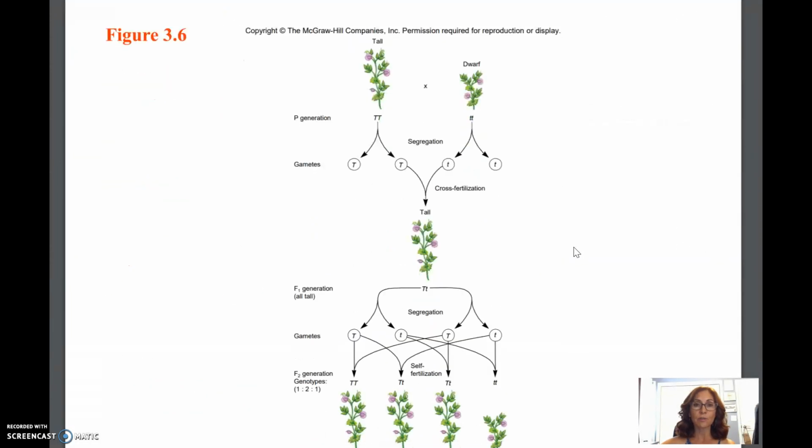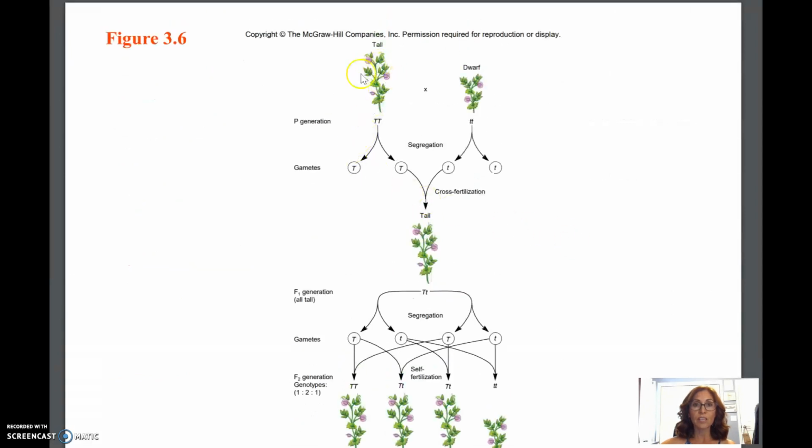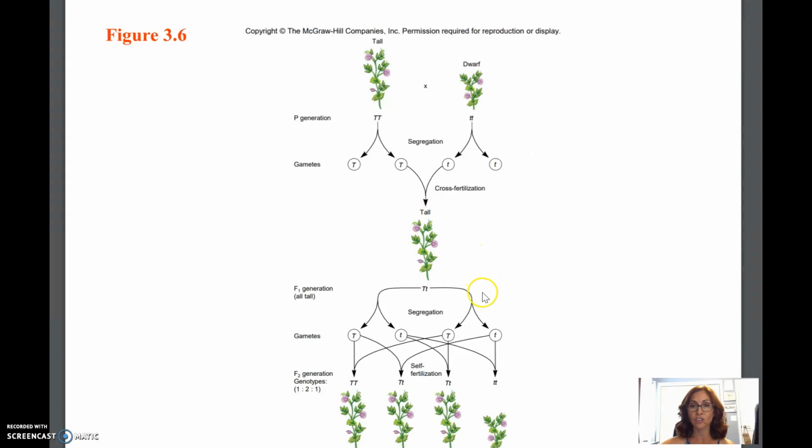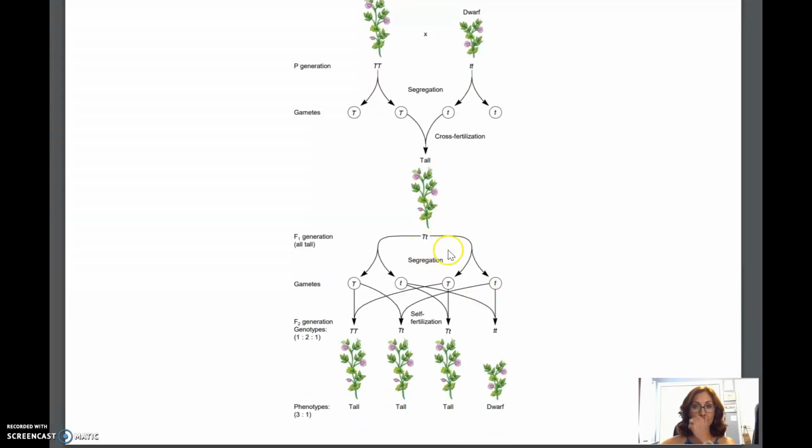So genotype would be the genes or the alleles, and phenotype is what you physically see. In this example here, in the P generation or the parental generation, the genotype is big T, or homozygous dominant, but the phenotype is a tall plant. Over here for this plant, it's little t, or homozygous recessive, and the phenotype would be dwarf plant. In the F1 or the first filial generation, you're seeing a heterozygous individual, big T little t, and the plant is tall, so that's the phenotype. So what you're looking at here is the parental generation, F1 or first filial generation, and the F2 generation.